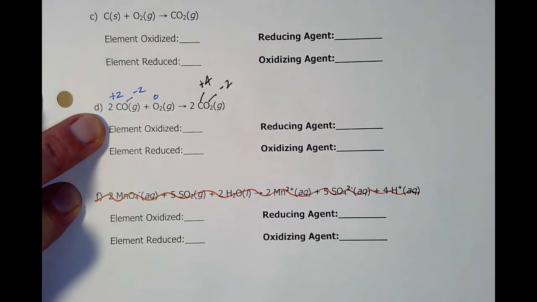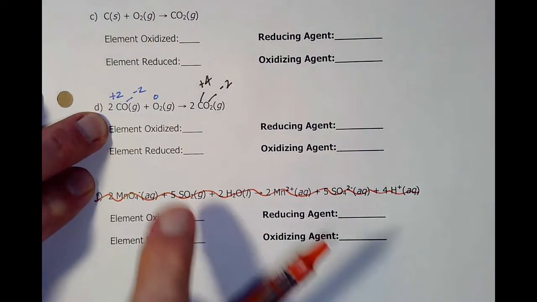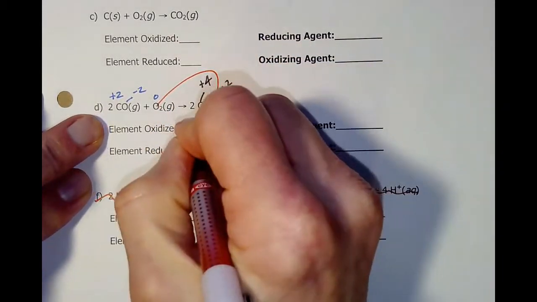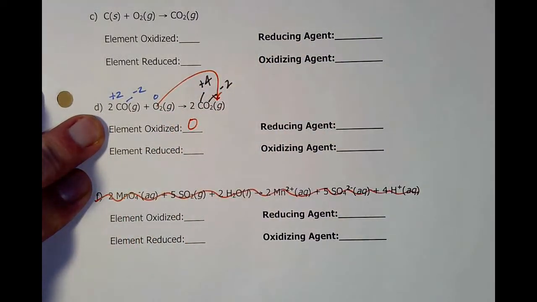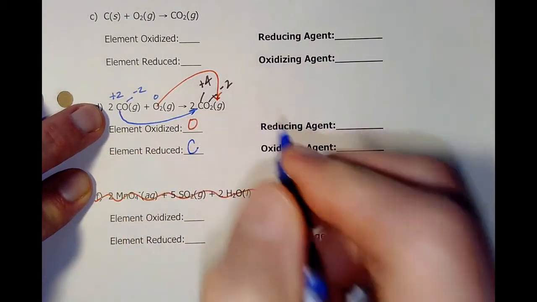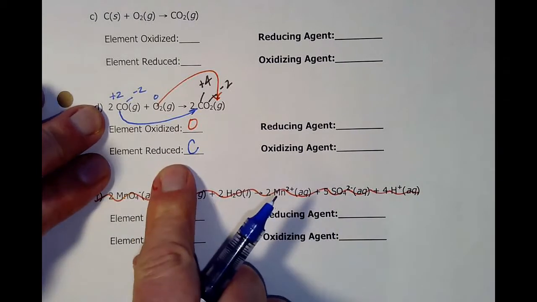Who was reduced? Let's see. Oxygen went down to -2. Whose charge went up? Carbon +2 went up to carbon +4. Carbon. Who reduced that?